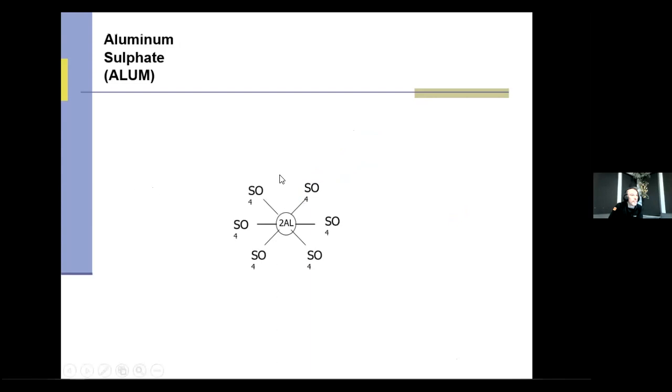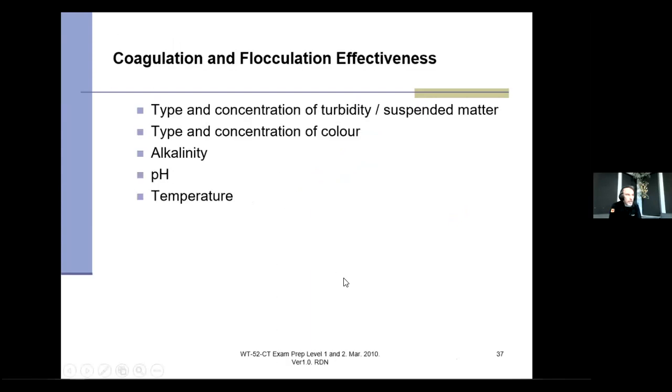All right. Coagulation and flocculation effectiveness depends again on the type and concentration of your turbidity, suspended matter, or colloids. Type of color you have there, how deep is that color? Yellow? Is it orange? Is it really brown looking? How much alkalinity do you have in there? What's your pH? We know 5 to 7 is ideal. And temperature. We know between 2 and 20 it's going to work well, but outside of that, it might not work as well.